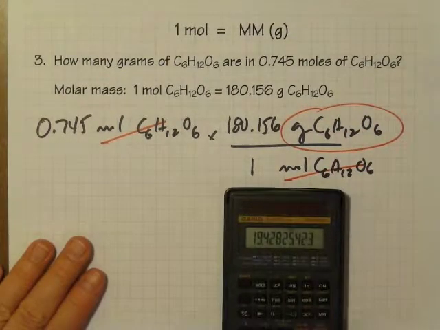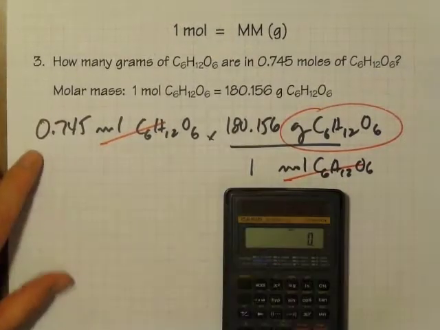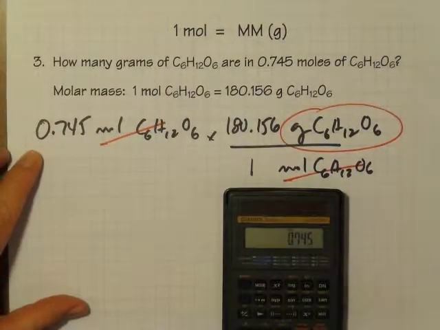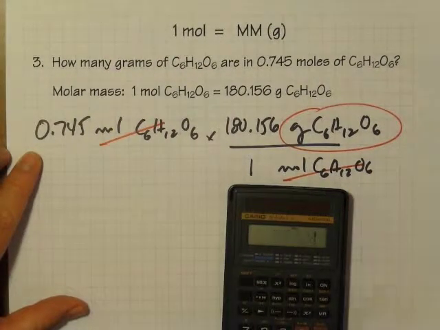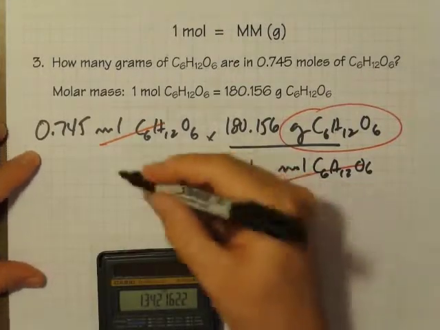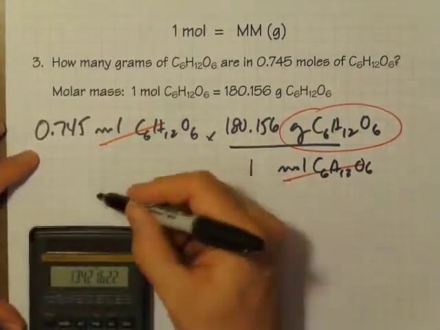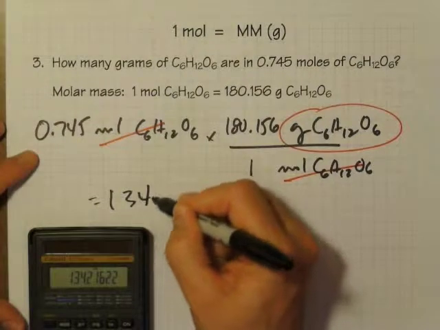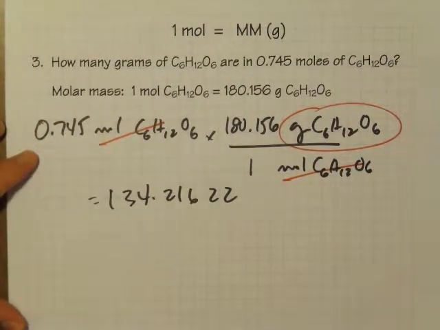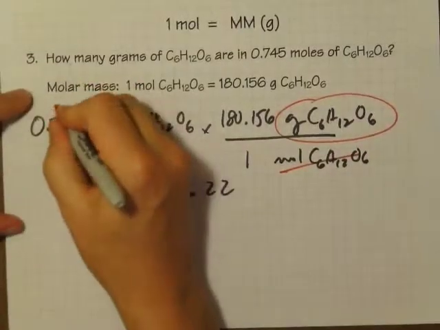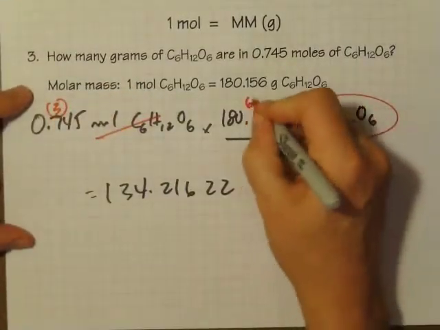Now I'll do the math. I'll multiply across the top, 0.745 times 180.156, and I'll divide by the bottom. Divided by 1, well, that was easy. And I'm going to get a whole bunch of digits that I can't necessarily keep. It equals 134.21622. Now I can't keep them all because these are measured quantities with 3 significant figures and 6 significant figures.